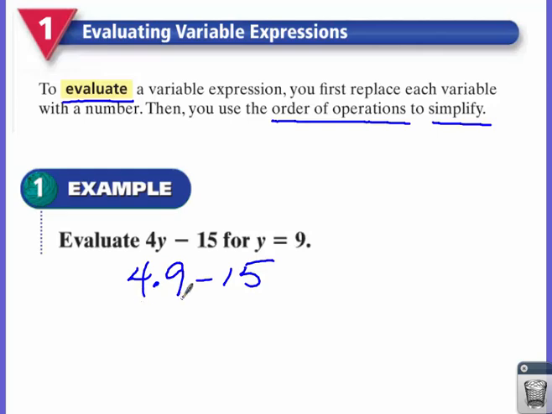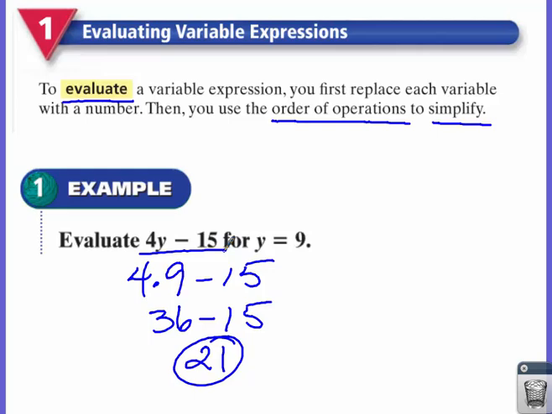So we do the multiply first, and we end up with 4 times 9 is 36. And then I'm going to subtract 15 from that. So 36 take away 15 will give us 21 as an answer. Okay, so this 21 is the evaluation of 4 times y minus 15 for y is equal to 9.